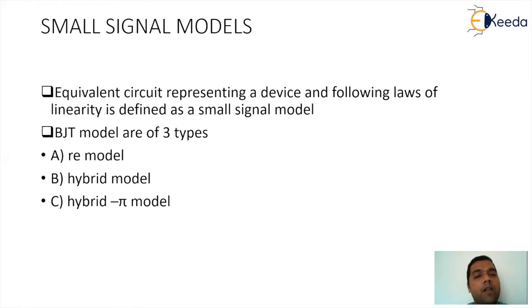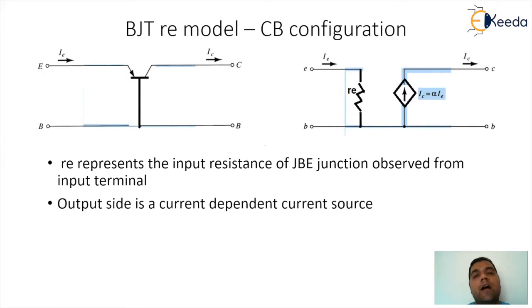So the BJT model can be classified into three types. The first one is RE model. The second is hybrid model. And the third is hybrid pi model. There are three models of BJT: RE model, hybrid model, and hybrid pi model. So we are starting with the first, the RE model.